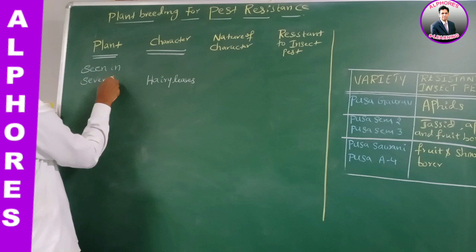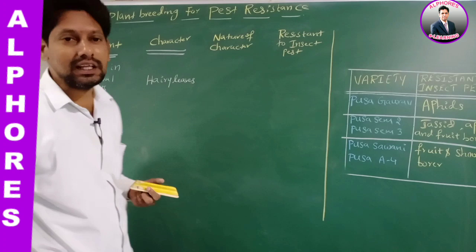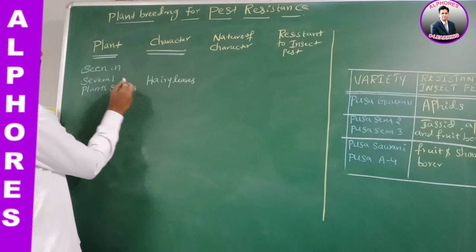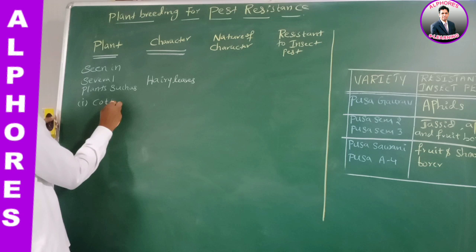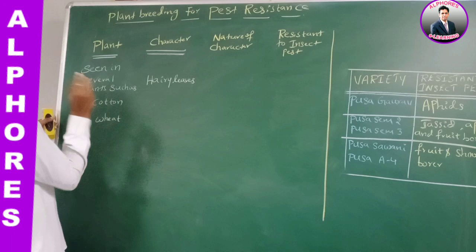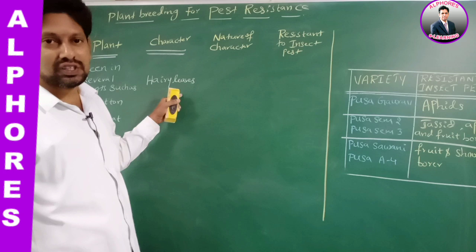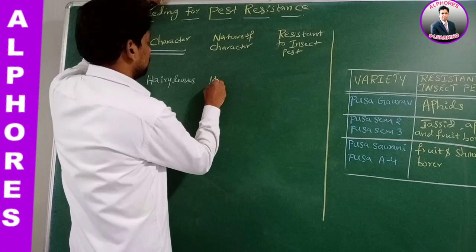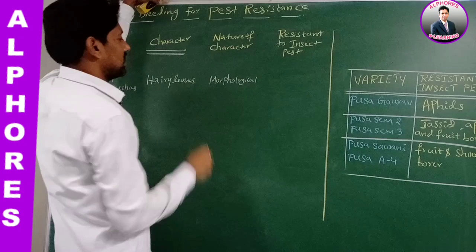Which character? Hairy leaves, seen in several plants such as, number one, cotton, number two, wheat. What is the character? Hairy leaves. Hairy leaves is which character, sir? It is a morphological character.